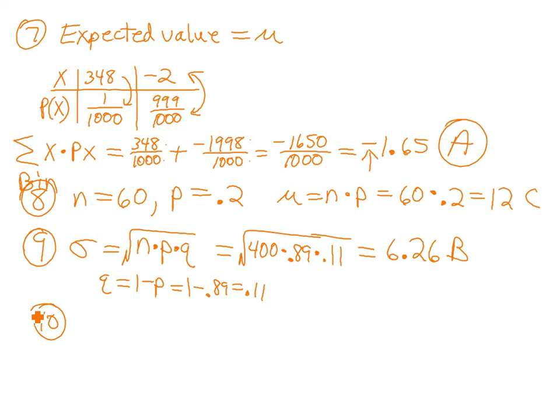So to find the mean, again, all we're going to do is take n times p. Well, n this time, that's how many total questions, is 850. And the probability of getting a true or false question right is 0.5, or 1/2. So we just multiply that and we get 425. And that is letter B.